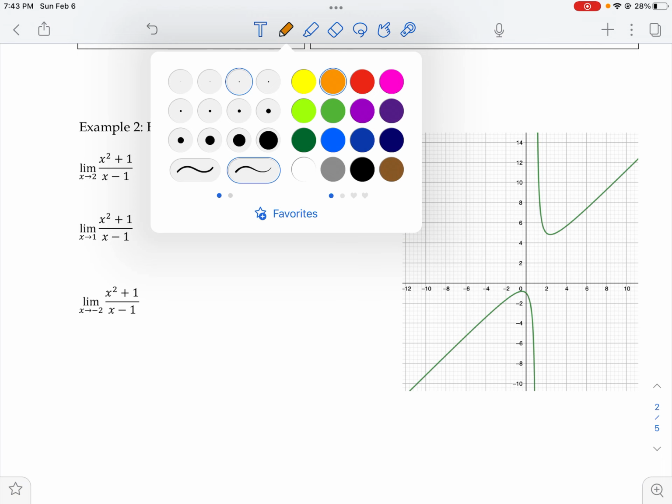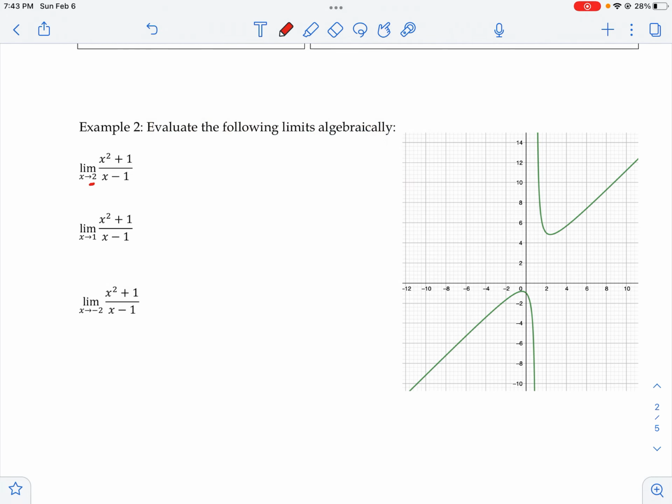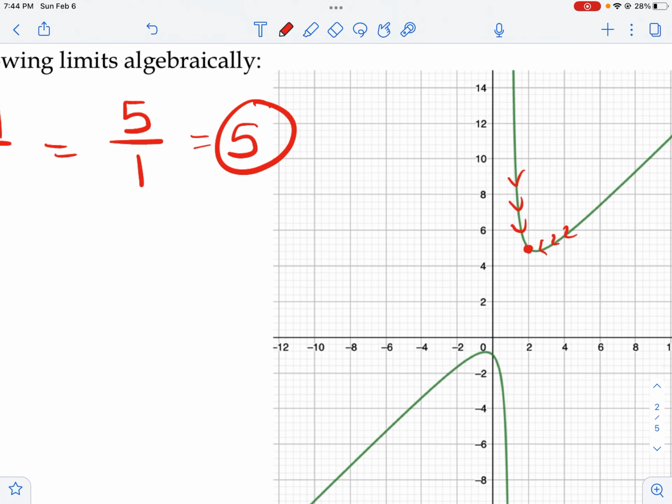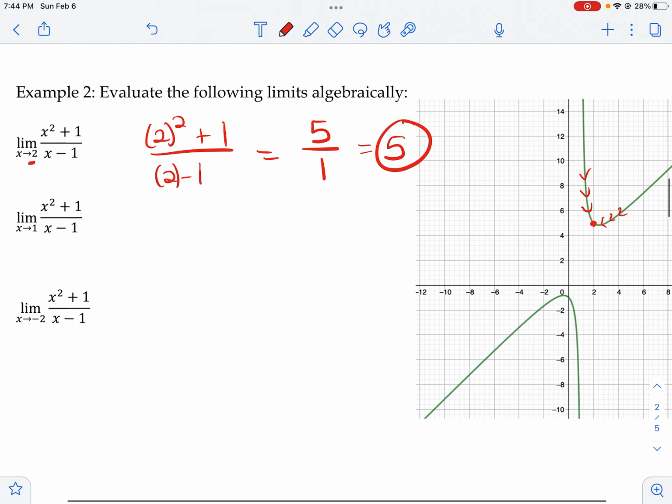Now, always going to try direct substitution first. So when I plug in a 2 into that first function, I get 2 squared plus 1 over 2 minus 1, which is okay. There's no 0 on the denominator. 4 plus 1 on top over 2 minus 1, so it's just 5. That is the limit. If I look graphically at 2, we could see that from the left and the right, they're both going to that same point that must be 5. It's right in the middle of 4 and 6.